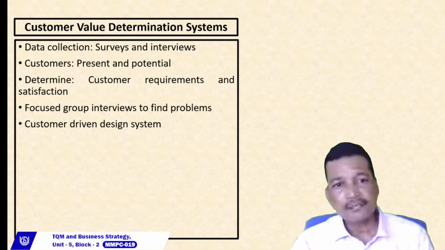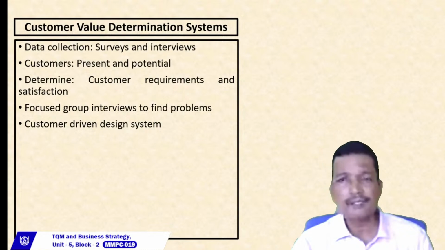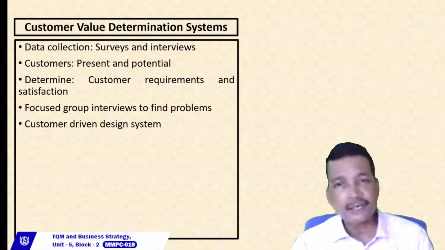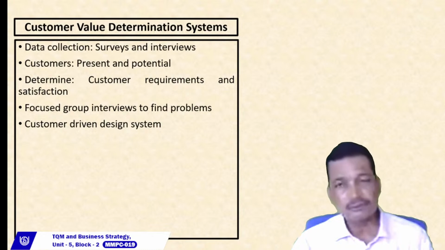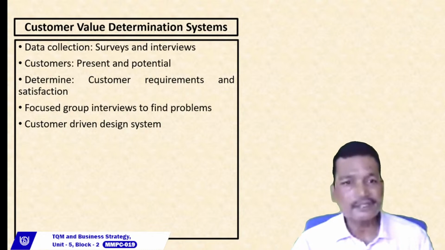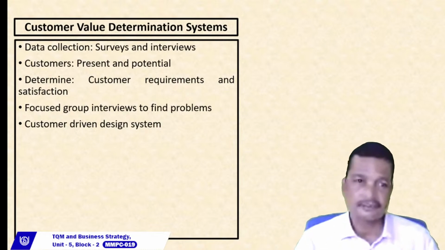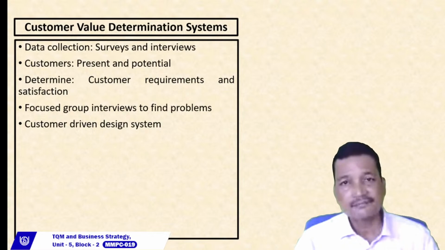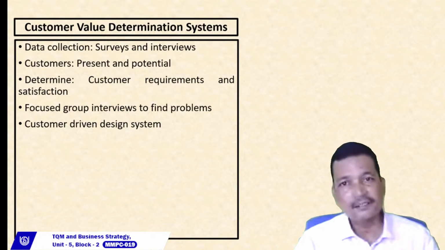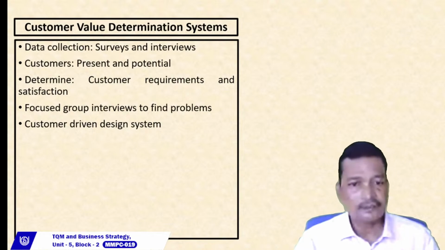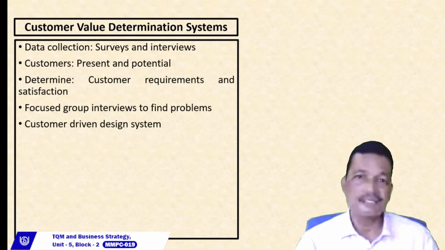Now, by conducting surveys and interviews, what are the things we are getting? Now we ask them to answer certain questions. Those answers provide us the basis to analyze and find out the customer requirements and satisfaction. So once we have gathered the information, we go for the analysis part and find what are the customer requirements or how much they are satisfied.